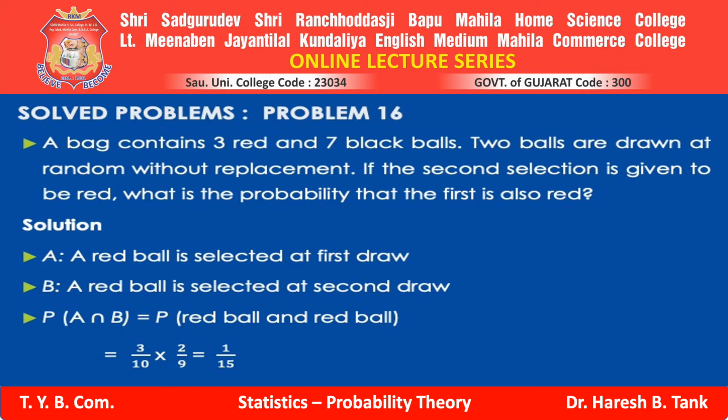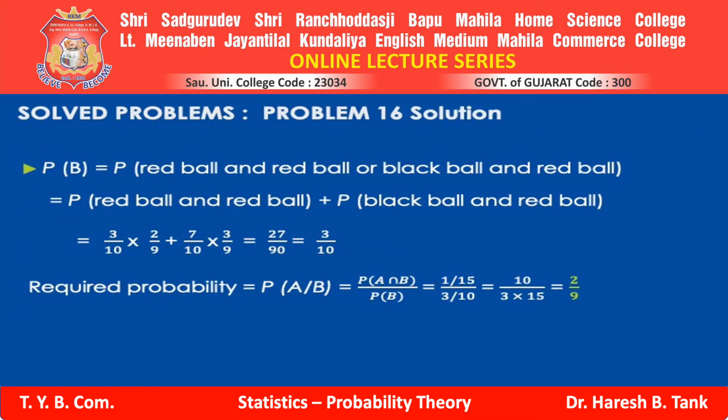Then the probability of A intersection B, that is, getting a red in the first and a red in the second, becomes 3 upon 10 multiplied by 2 by 9. It is 2 by 9 as the first red ball is already selected, so 3 minus 1 becomes 2 and 10 minus 1 becomes 9. Simplifying it, it comes to 1 upon 15. Right?